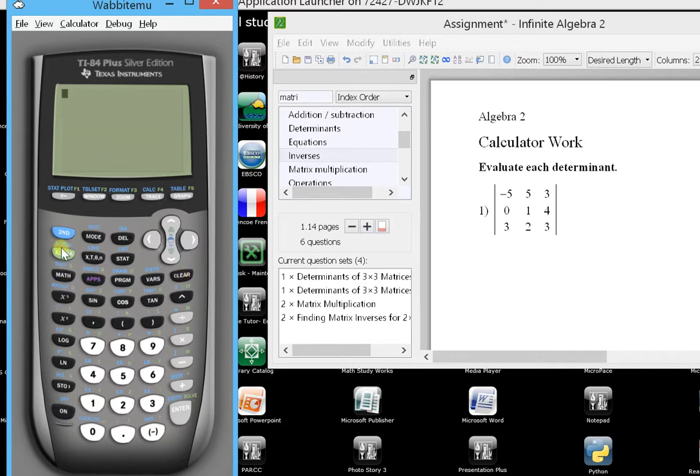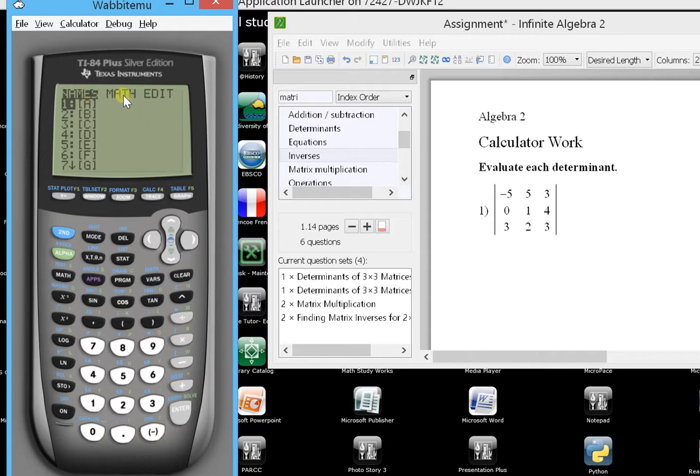Okay, so to go to the matrix menu, you see this little X to the -1 key right above it. Matrix is in blue. In order to get there, you've got to press second, and then that key. And this brings me to the matrix menu. These are all my matrices. Okay, so I want to enter in a 3x3 matrix.